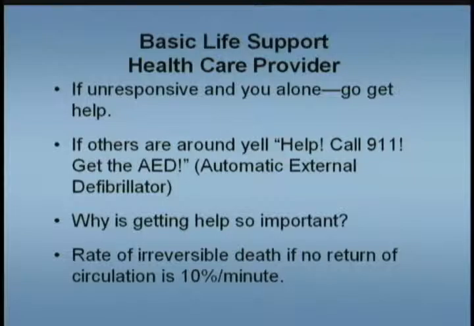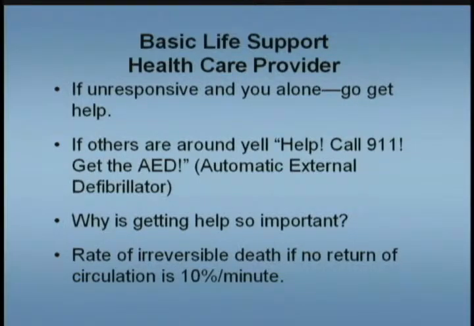All right? After you do that, and you find that they're unresponsive, I know that we all want to do the airway. We want so badly to do the airway. But for basic life support, there is a step before the airway, and that step is get help, right? Try this out. Repeat after me. Help! Call 911. I can't hear you, right?